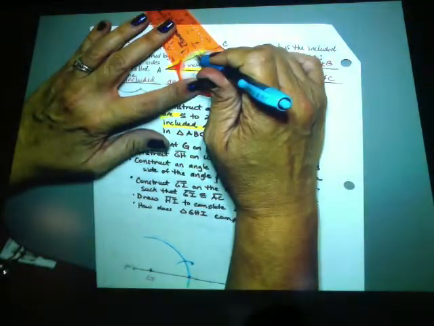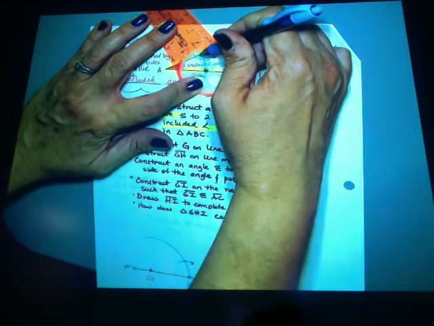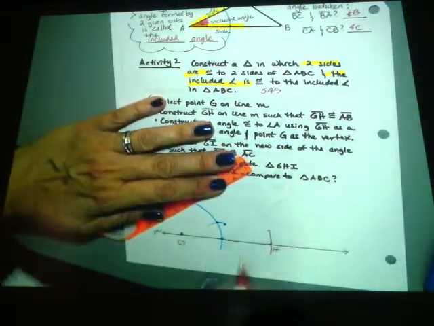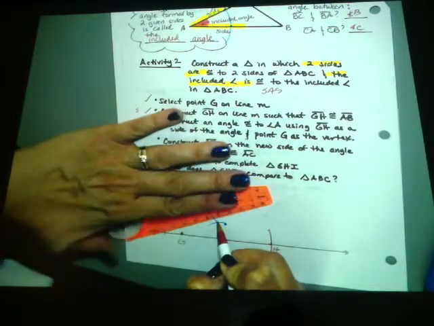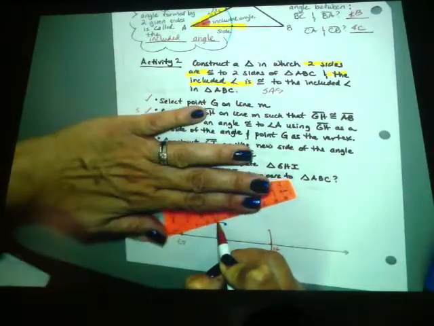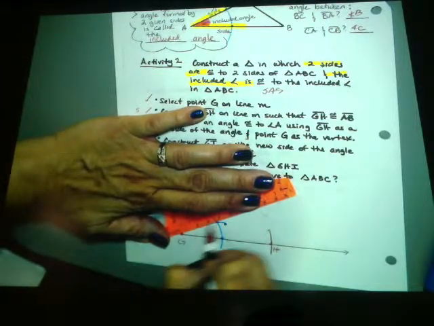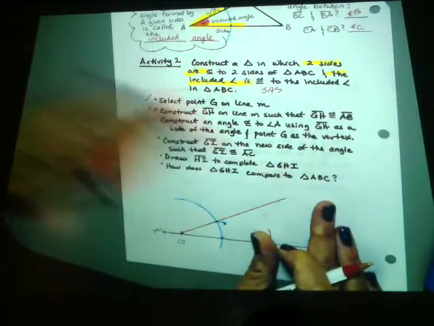If I measure from here to here, sure enough, they are the same distance, so I'm going to go ahead and connect. I don't know how far to draw my line. I'm going to draw it as far as I can because I don't know how long my side is going to be. Connect it from here to here. So just put it right.